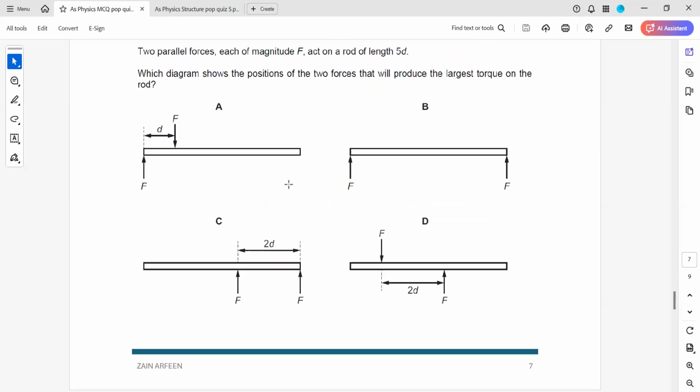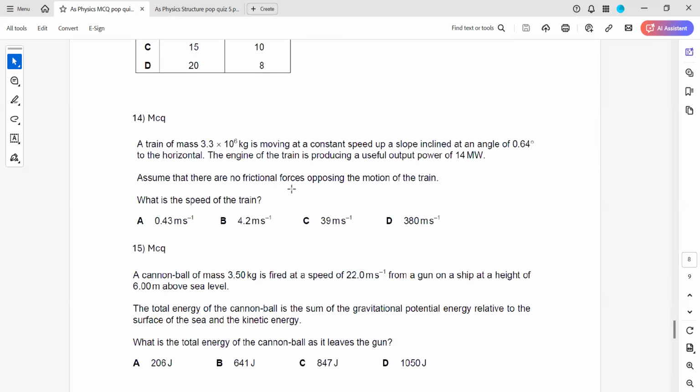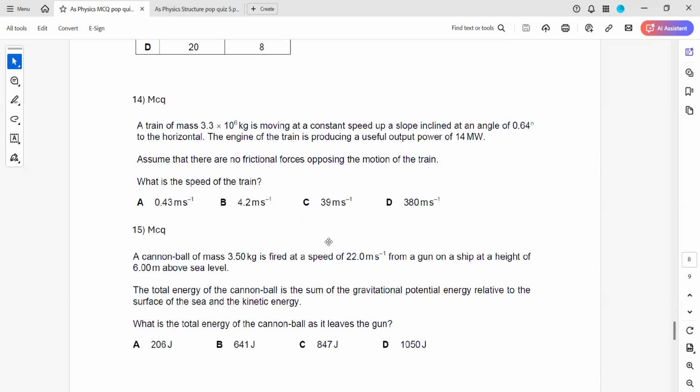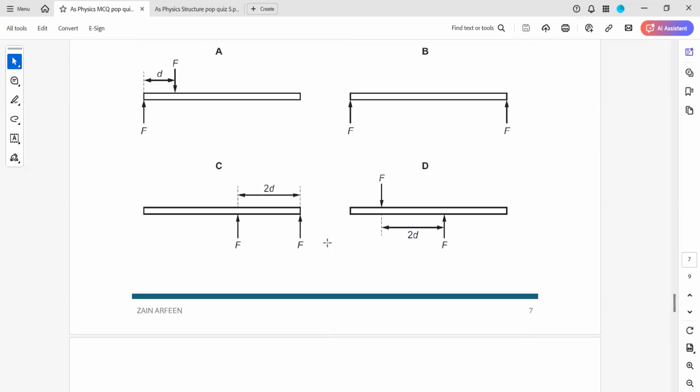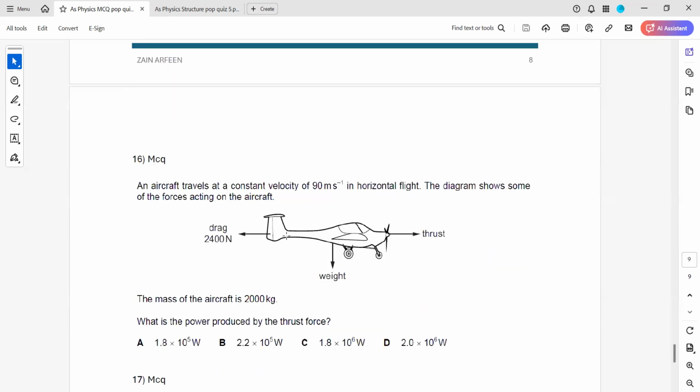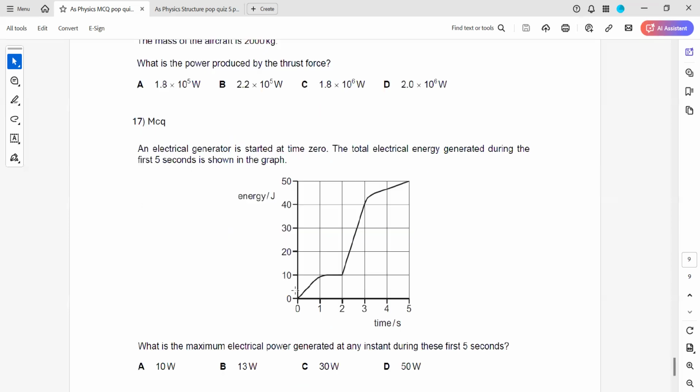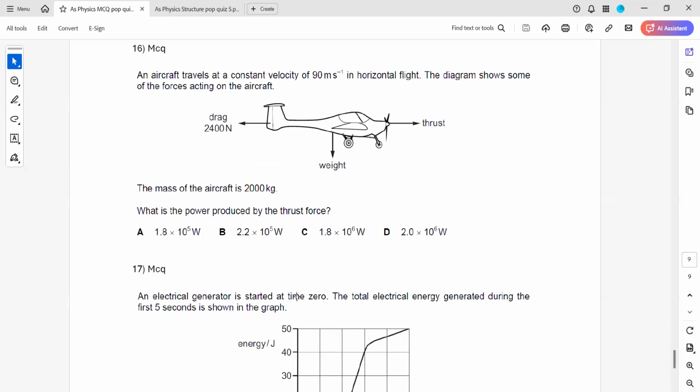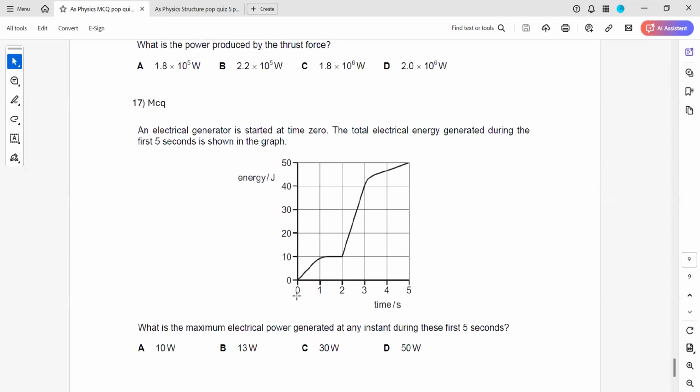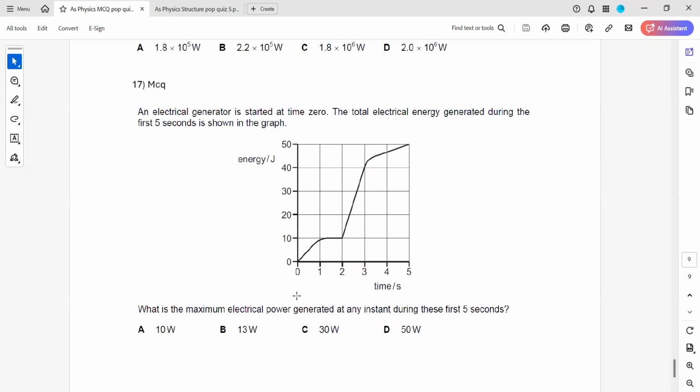Question 12, any doubt? 12, 13, 14, 15, any doubt? Question 16 or 17, any doubt? Question 17?